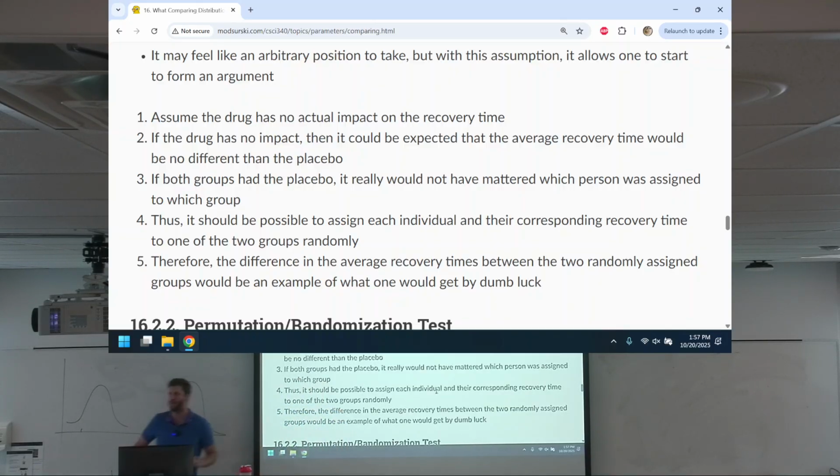So it should be possible to assign each individual and their corresponding recovery time, because each person goes with their recovery time. If it made no difference, then it shouldn't have mattered which group they were in, right? So if that's the case, the difference in the average recovery time between the two groups that were assigned would be an example of what one would get by dumb luck. Okay?